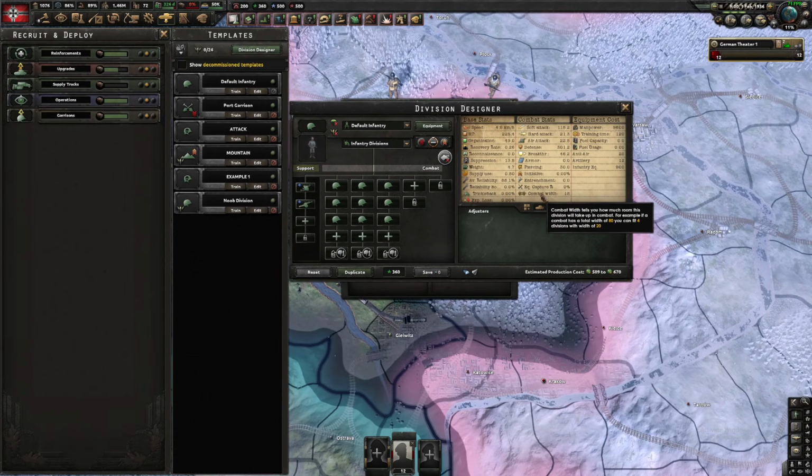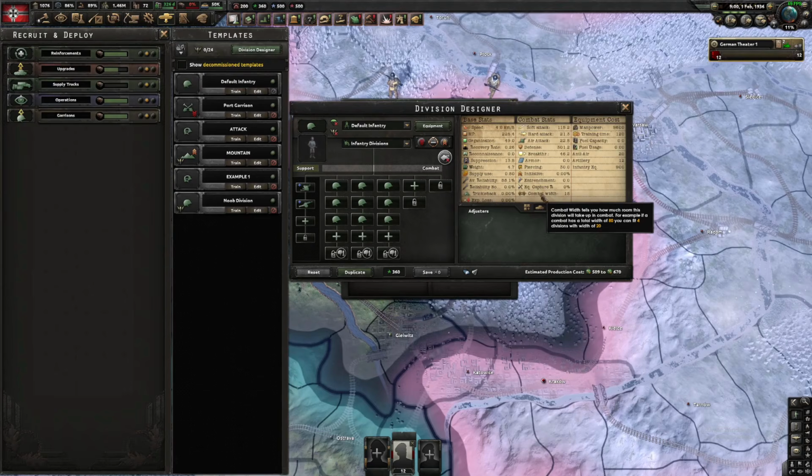You also need to be aware that when comparing these two divisions' production cost, one division might have higher combat width and therefore might also have a higher production cost. This is not always the case, but it's still important for you to notice. Now I'll move on to the two principles.